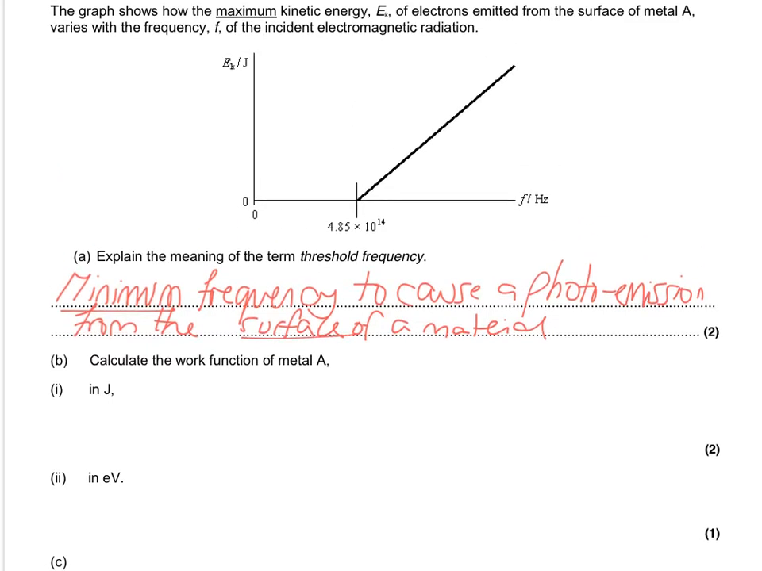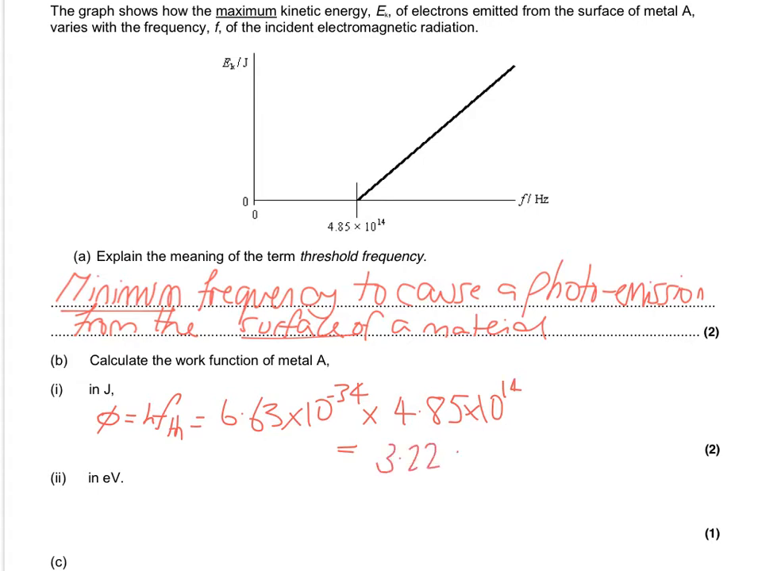Okay, so we wanted to calculate the work function. So work function is h times the threshold frequency. So it would be 6.63 times 10 to the minus 34, that's Planck's constant. Threshold frequency, you can see from the diagram, is 4.85 times 10 to the 14, because that's the first frequency at which you get an emission. And let's type that into the calculator and see what we get. And we get a number, when we round it, would be 3.22 times 10 to the minus 19 joules.